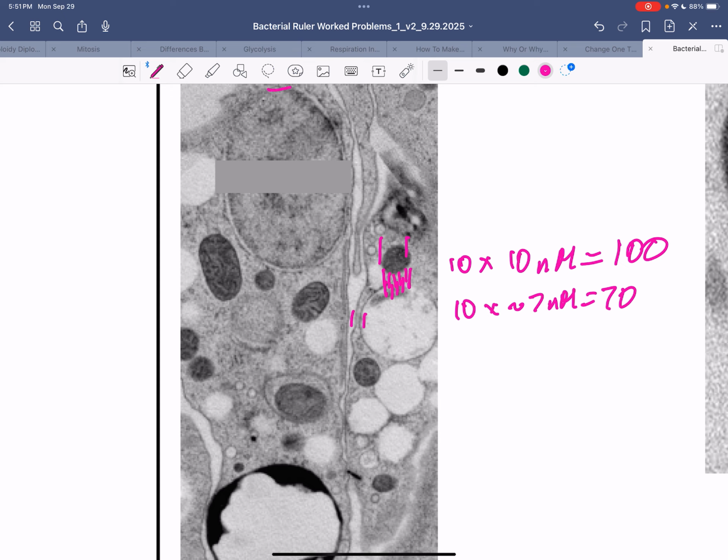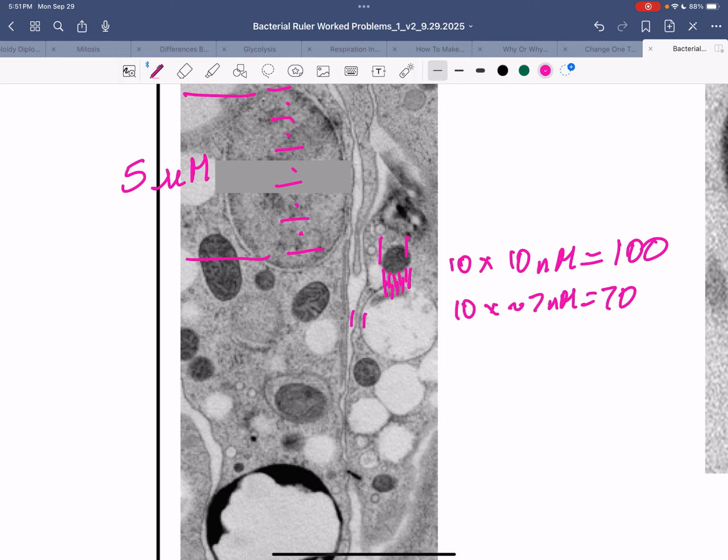So there's 1. That distance looks about the same as this distance. Going to be close enough. Here's 2, 3, 4, 5. So add them up. 1, 2, 3, 4, 5. I get this distance is somewhere around 5 microns.